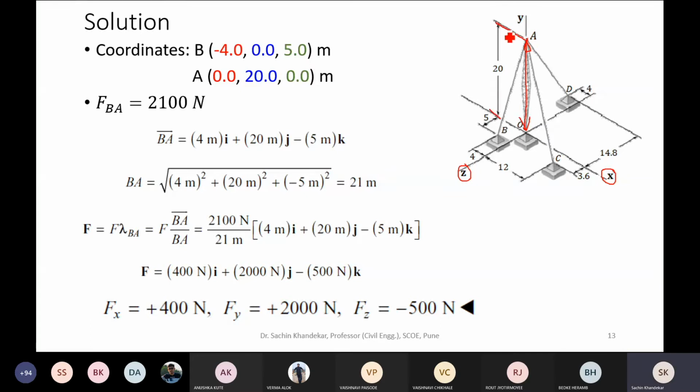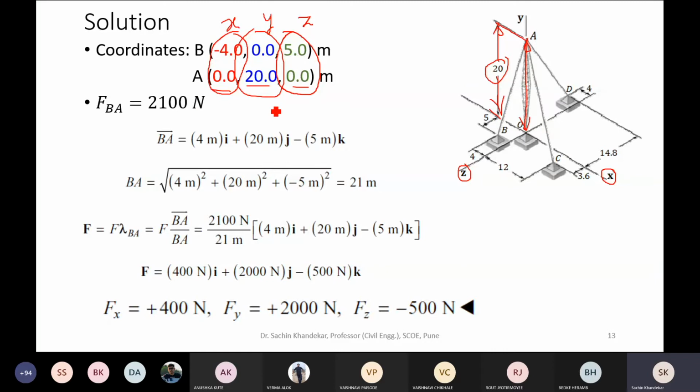This is 20 meter, right? 20 meter. Okay, so the x coordinate of point A is 0, the y coordinate is plus 20, and the z coordinate is also 0, right? Please note that for your convenience and understanding, I have given the same color for each coordinate: red color for x coordinate, blue color for y coordinate, and green color for z coordinate.